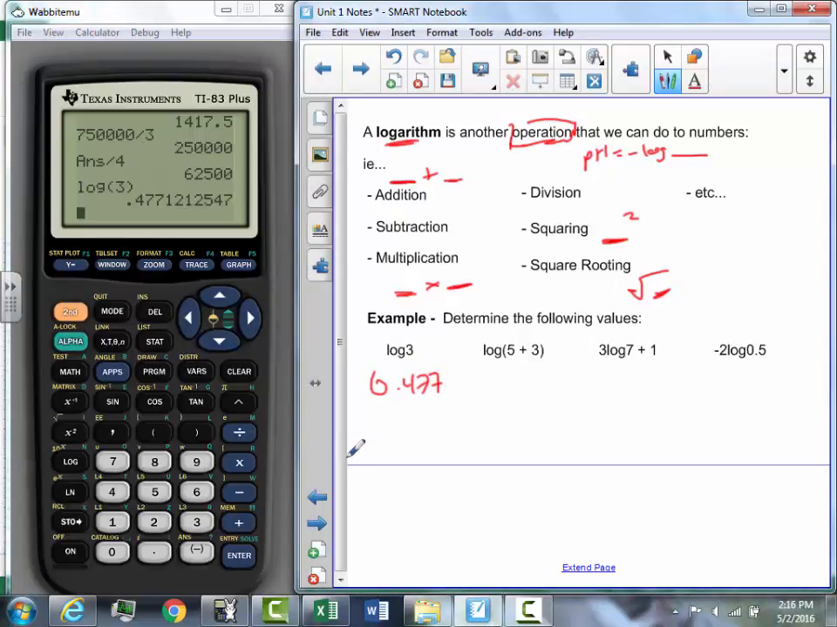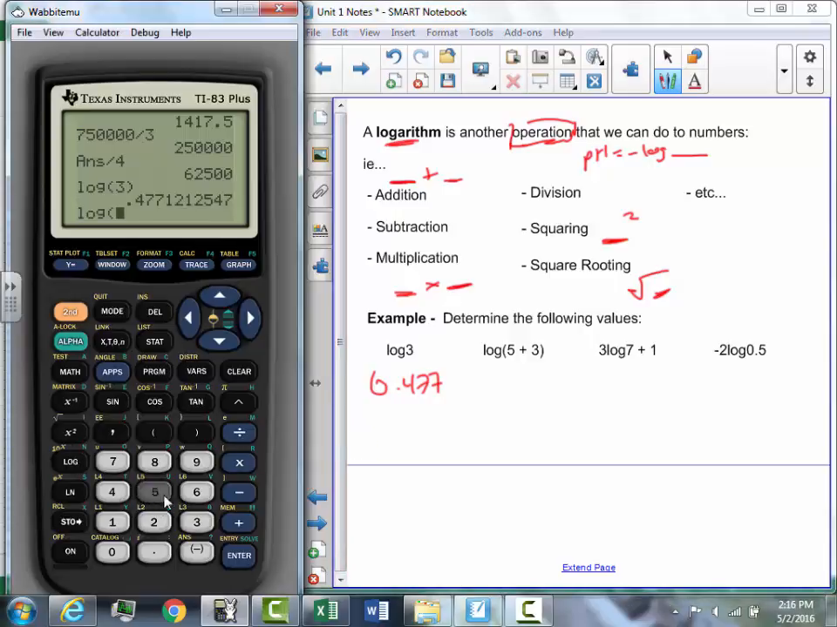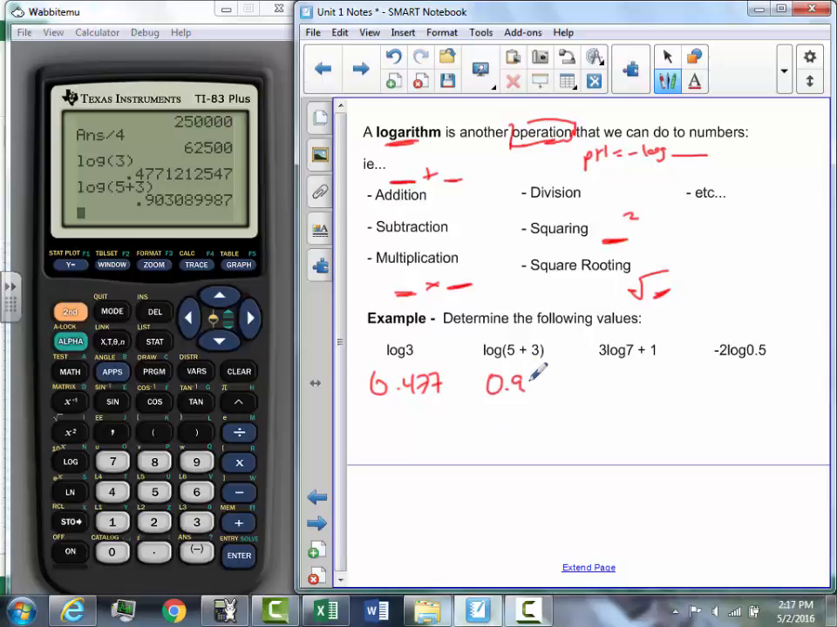Well, can you do other operations along with it? Like, for example, could you do the log of 5 plus 3? Sure, why not? I mean, you can log and add numbers. Looks like that's about 0.903.